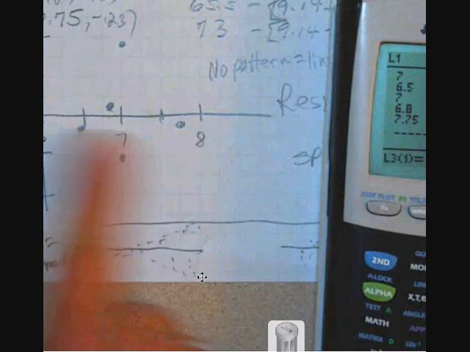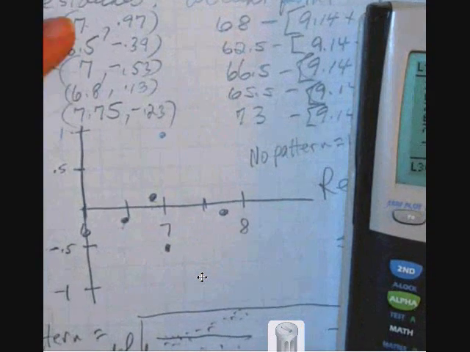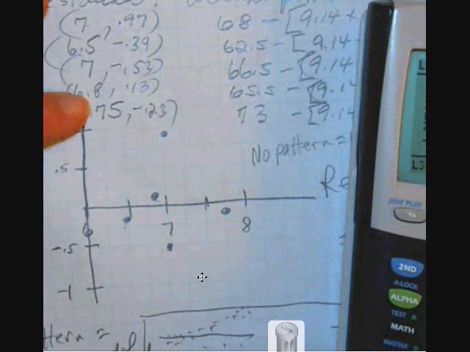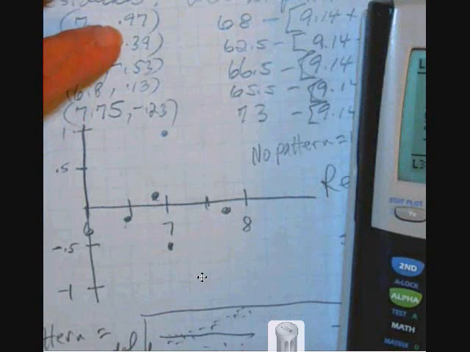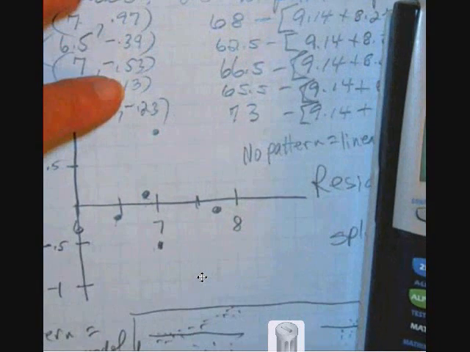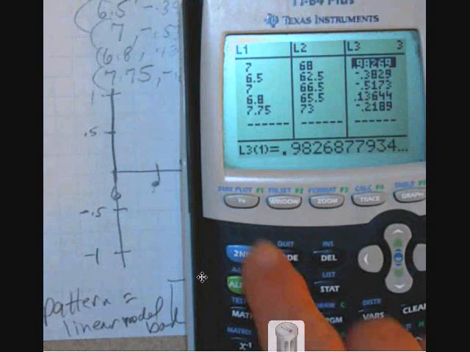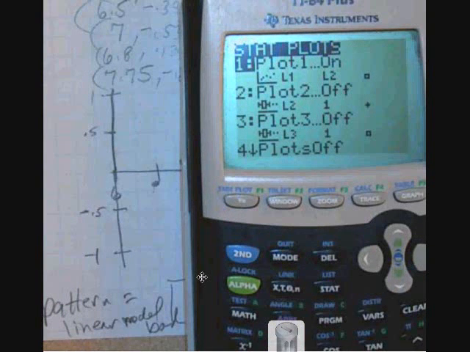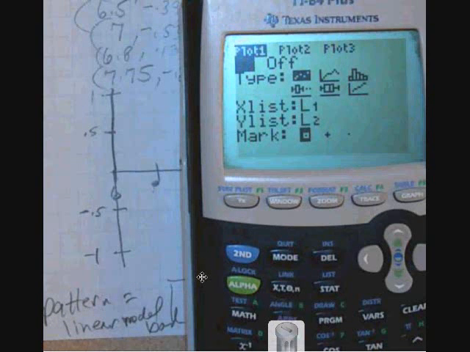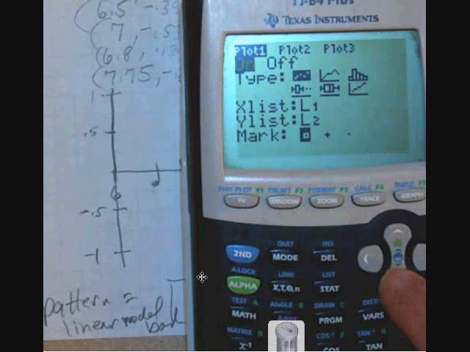Axis were the original hand size numbers, and my vertical axis was the residual numbers you calculated for me. So here we go. Go into your stat plot. I'm going to use plot number 1. I'm going to turn it on, and I'm going to do a scatter plot, the very first plot.